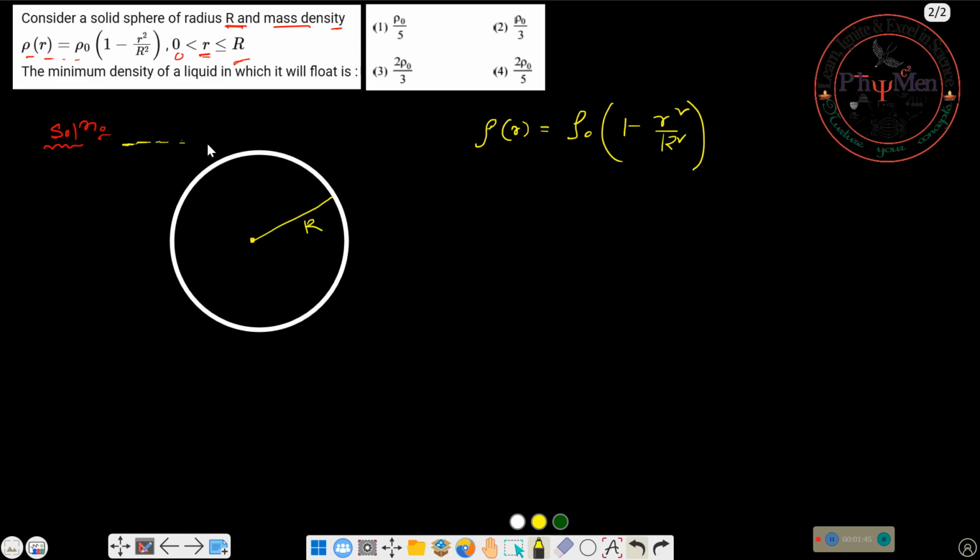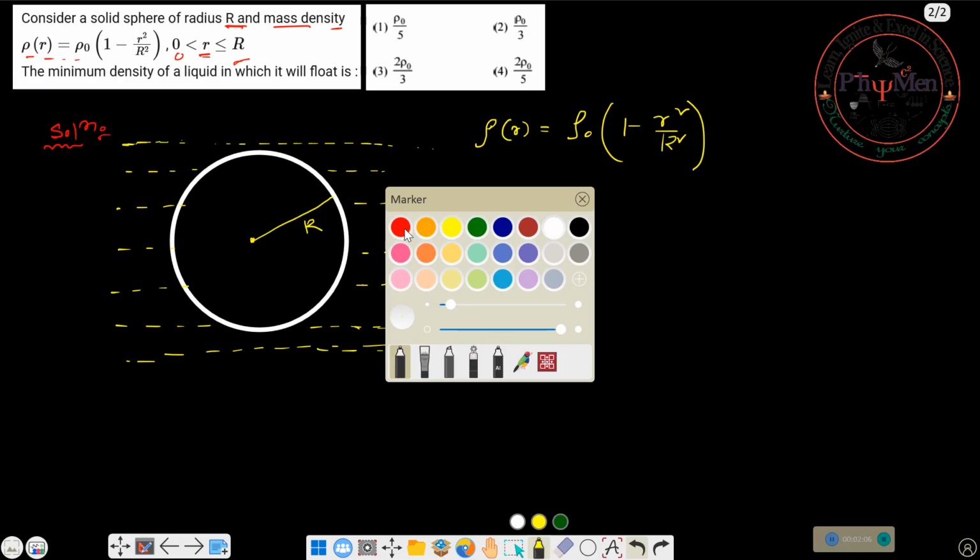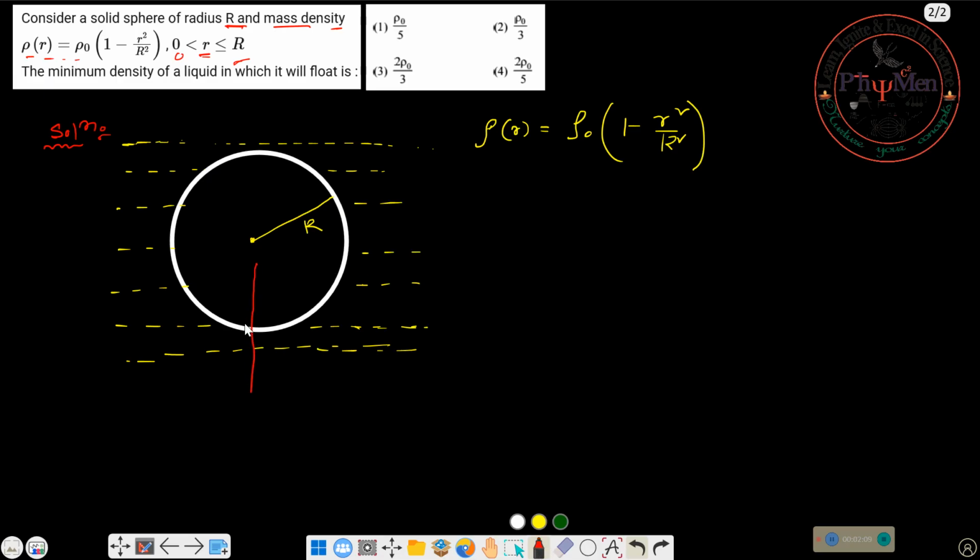That means it will just float in a liquid. Float means it will be in equilibrium. When it is fully immersed, its buoyancy force will be balanced by its weight. That is, the weight is mg, and the weight will be balanced by the buoyancy force. So the buoyancy force we can find first.